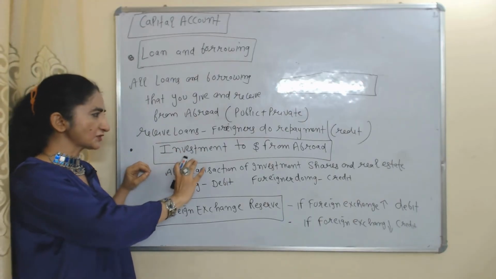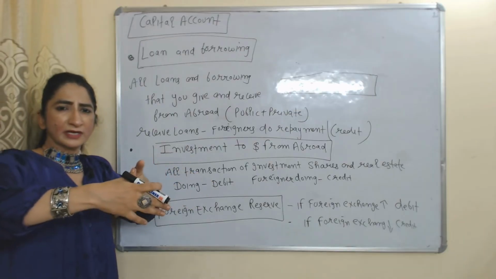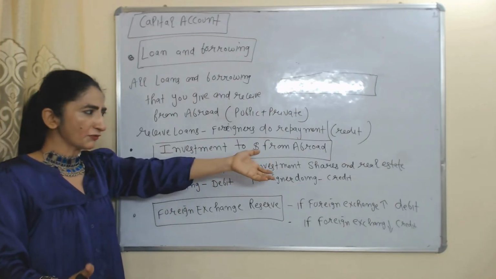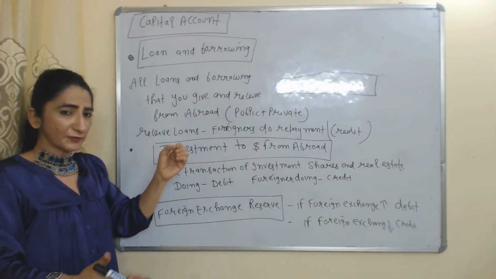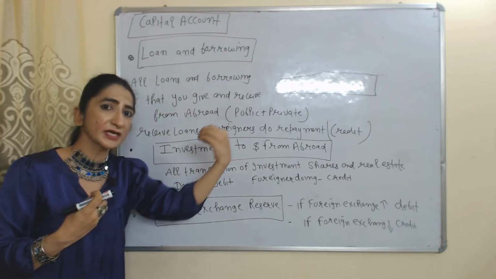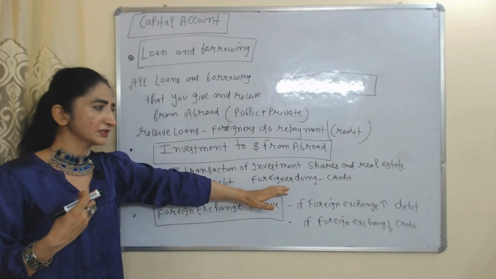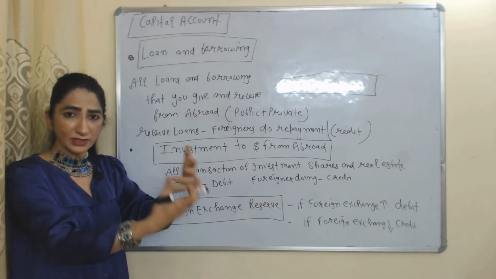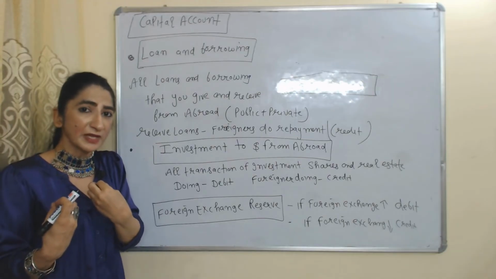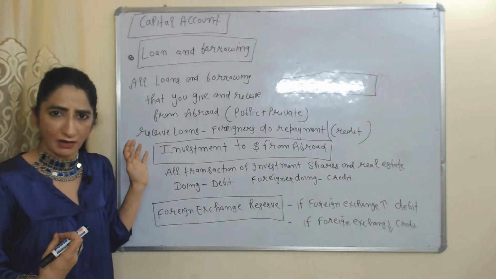Next is investment to and from abroad. It includes all types of investment transactions in the form of shares and real estate. If you invest abroad, that means our money is going to another country, so it will be debited in the balance of payment account. On the other hand, if foreigners are investing in our country, that means money is coming into our country, so it will be credited in the balance of payment account.